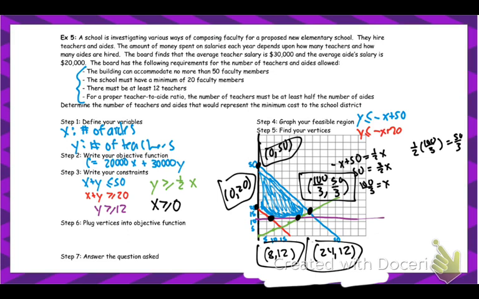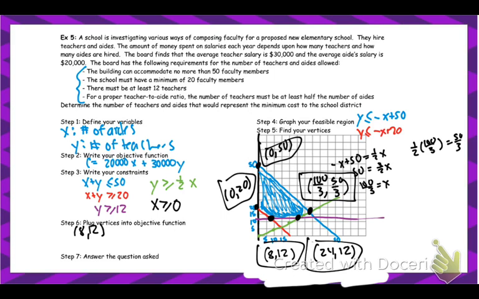So what I care about now is which of these vertices is going to give me the lowest total cost for teachers and aides. So this is where the objective function comes in. So I'm going to take those vertices, plug them into that objective function, and determine which of these is going to give me the lowest value. So I'm going to go ahead and plug all those in. And then when I plug those in, (8, 12) is actually going to give me my minimum value. So that minimum value ends up being, I believe it was 520,000.